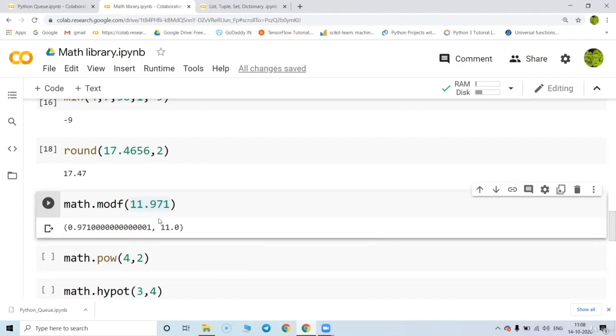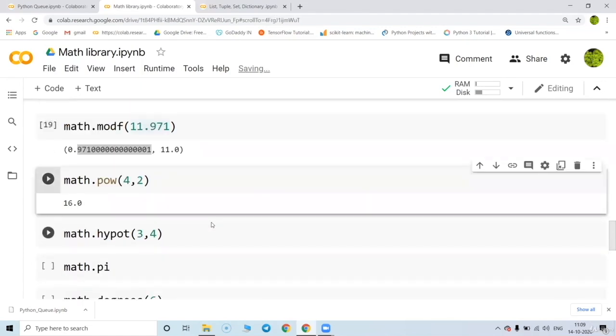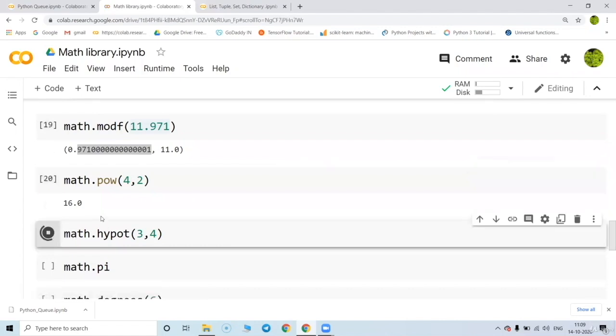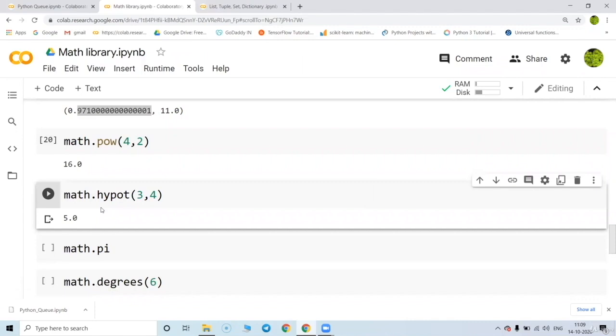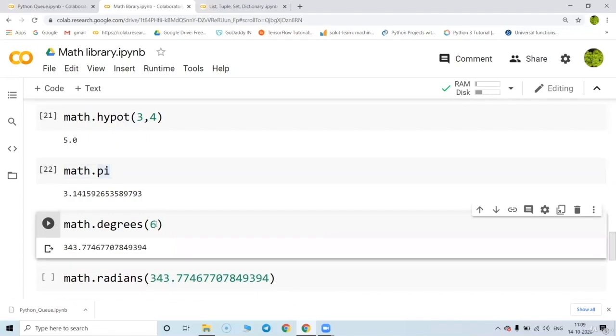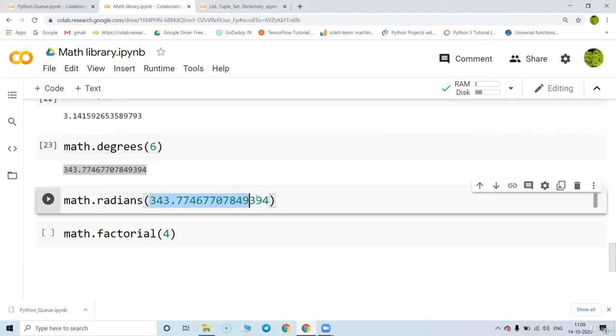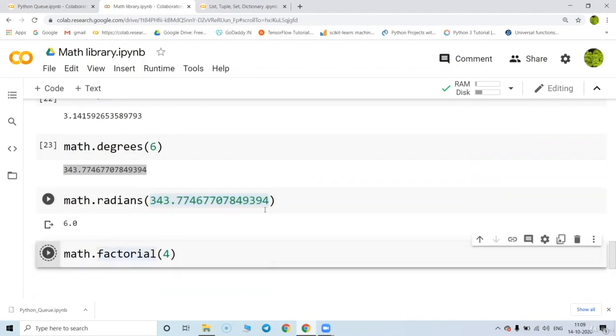There is some glitch in this function, because you can see the fraction number which is coming up is this way. You can even find the power of that, 4 raised to 2. You can apply the Pythagoras theorem, which is the root of 3 square plus 4 square. You can find the value of pi, that is 3.14. math.pi is 3.14. You can convert a value into radians, this is a radian value into degrees. The same value I am putting here, and this is a degree value which I am converting into radians. I can find the factorial of that.